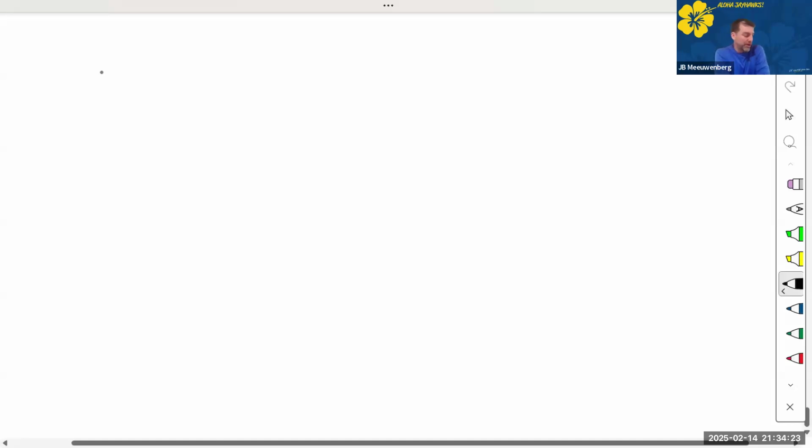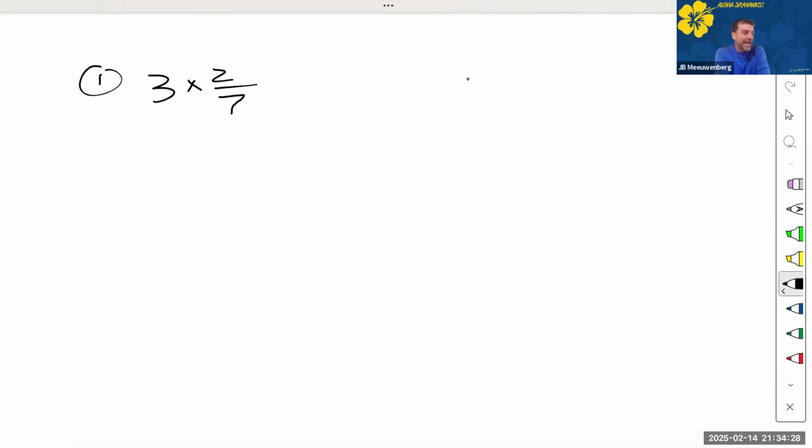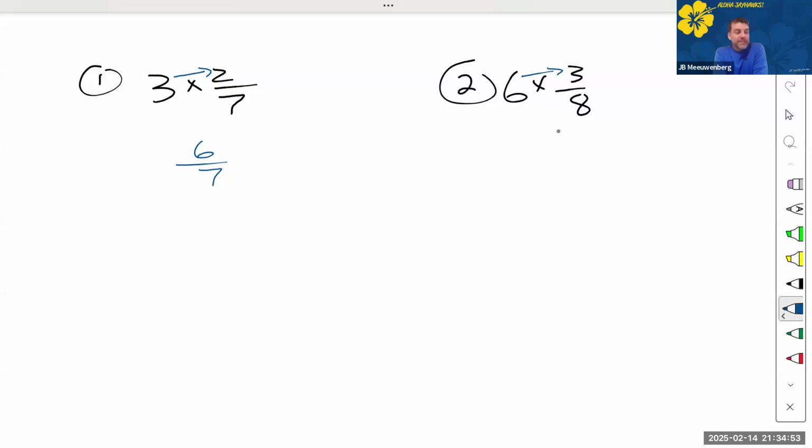Let's try multiplying 3 times 2/7 and this one, 6 times 3/8, and be sure to write your answer in simplest form as well. So if we use what we just learned, a whole number times a fraction, the whole number just gets multiplied by the numerator. 3 times 2 is 6 over 7. On this one, 6 times 3 is 18 over 8.